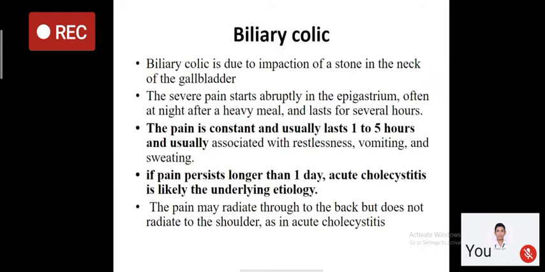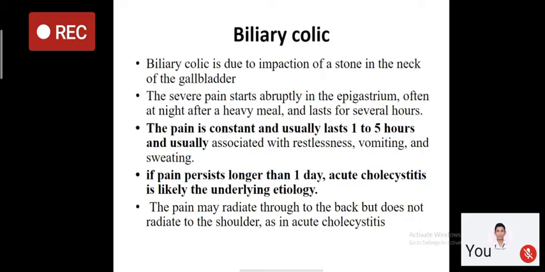The second common presentation is with biliary colic. What are the presentations of biliary colic, how do the signs and symptoms of biliary colic differ from chronic cholecystitis and acute cholecystitis, and what is the management of biliary colic? Biliary colic is due to impaction of a stone in the neck of the gallbladder. So here the symptoms are because of impaction of stone in the neck of the gallbladder. What are the symptoms? They are very similar to chronic cholecystitis.